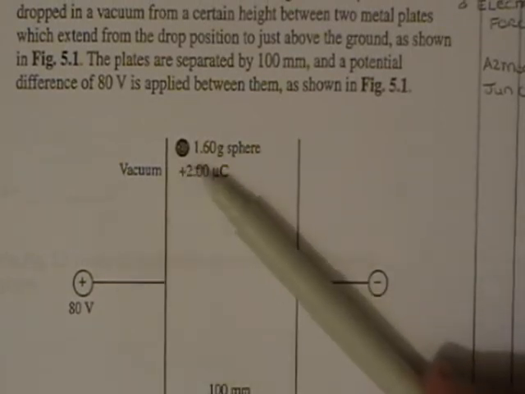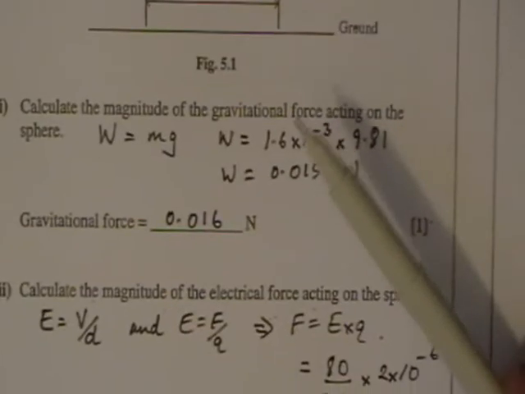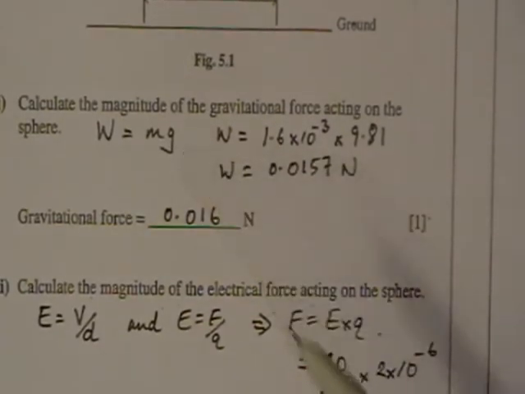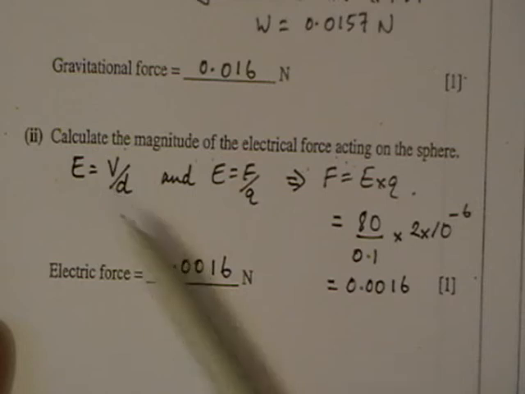Again, in this entire question the gravitational force is pulling it down. If this is a positive charge, it's going to be pushed across and pulled down at the same time. We find the gravitational force just using W equals mg. We find the electric force by first finding the field strength and then multiplying by the charge to work out the force.